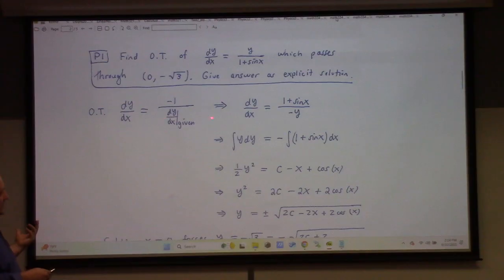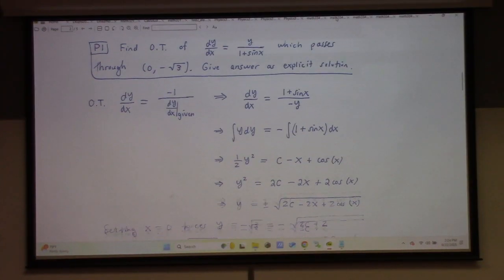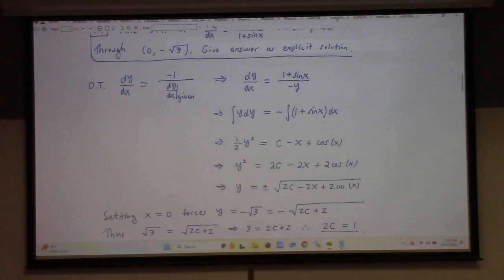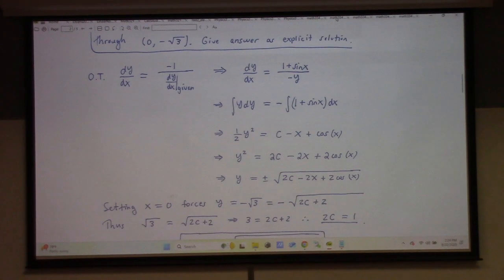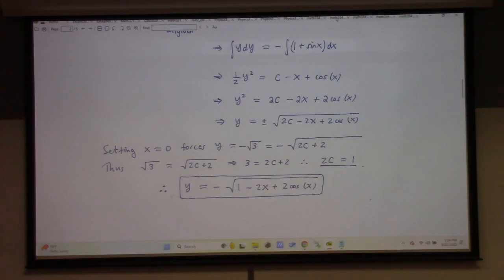So here, that just gives me this problem, which I separate, integrate, and the usual. Now here, you have to be careful because I had y is negative, so we must in fact choose the negative solution to match the negative, which then ends up giving me 2c is equal to 1, which finally gives me this solution down here.